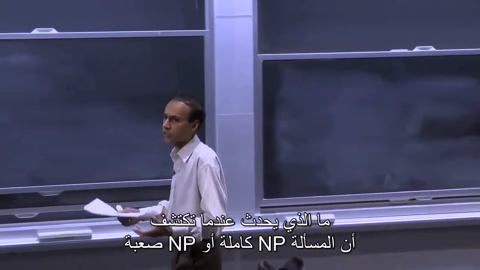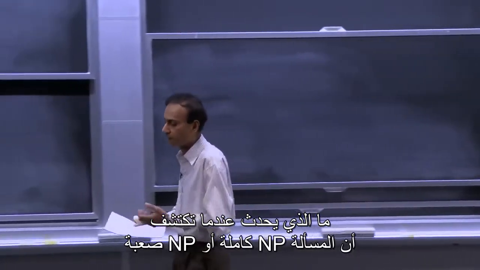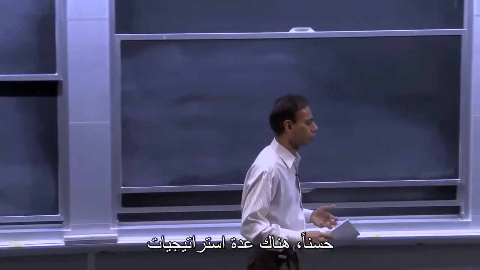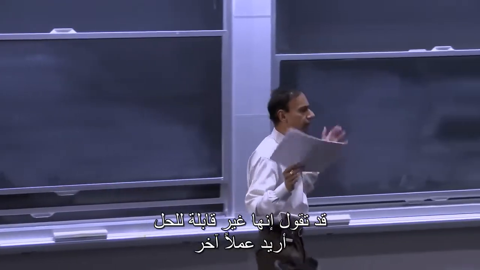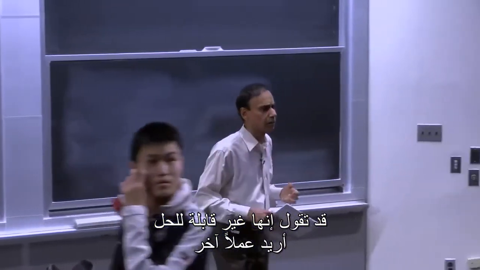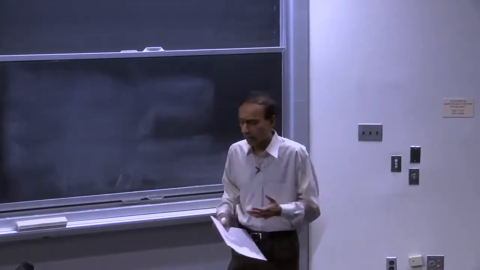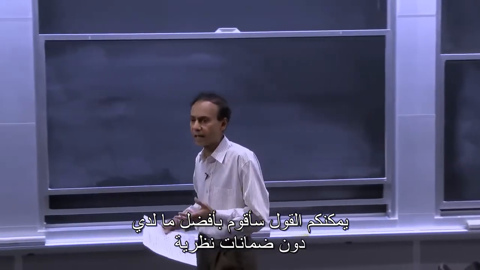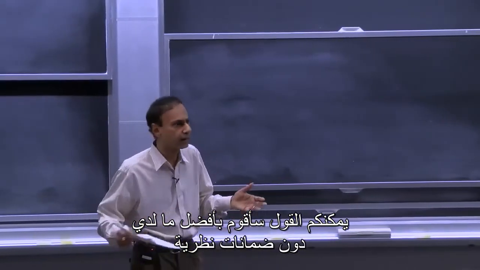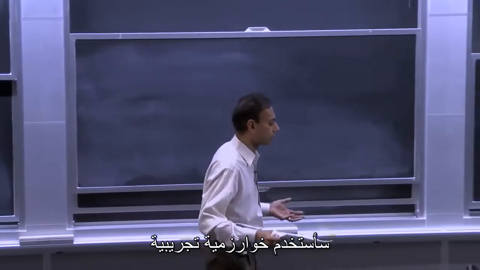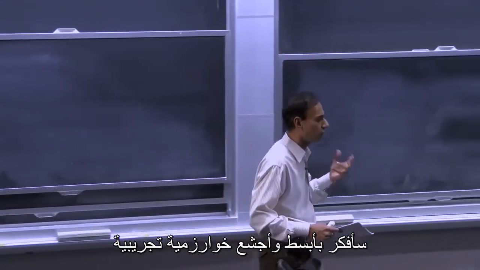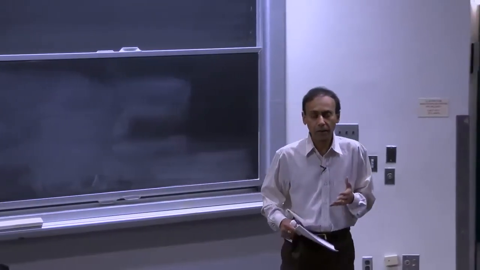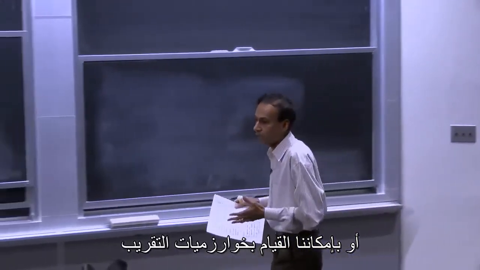So what happens when you discover that a problem is NP-complete or NP-hard? Well, there's a variety of strategies. You could just give up and say this is intractable, I want a different job. You could say that I'm just going to do the best I can without any theoretical guarantees. I'm going to use a heuristic. I'm going to think of the simplest greedy heuristic, code it up, and move on. Or you could do approximation algorithms.